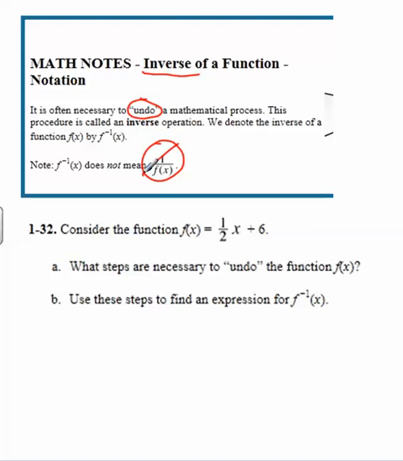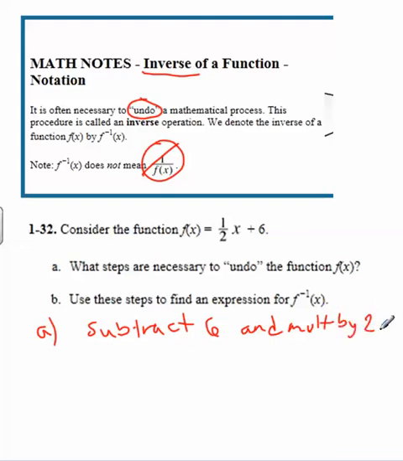So let's take a look at this in the case of problem number 32. We're given f of x, a function that says half of x plus 6. So what steps would we need to do to undo what happened there? So if the first thing happening was halving an x and then add 6, the opposite of that would be to subtract 6 and then instead of halving, the opposite of that is multiply by 2. So subtract 6 and multiply by 2.